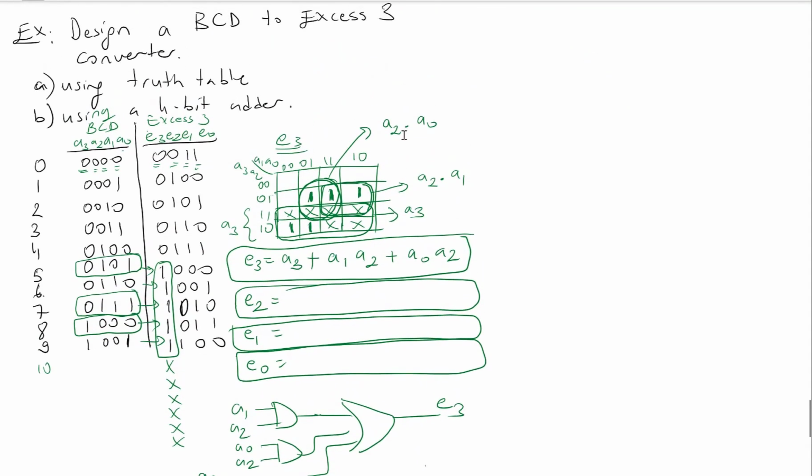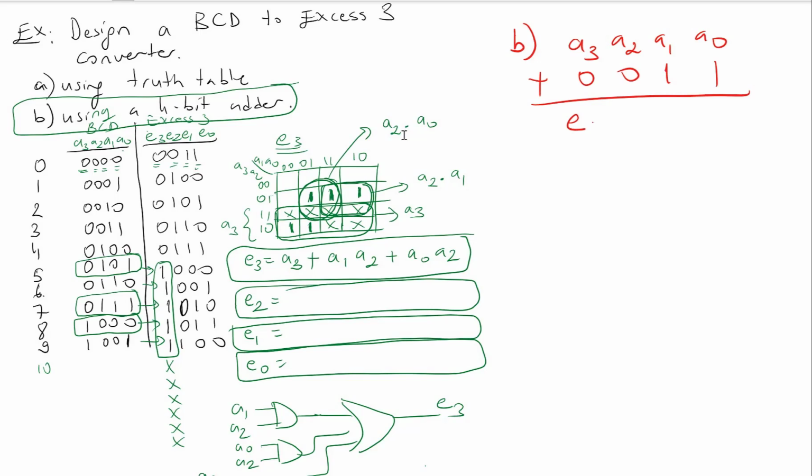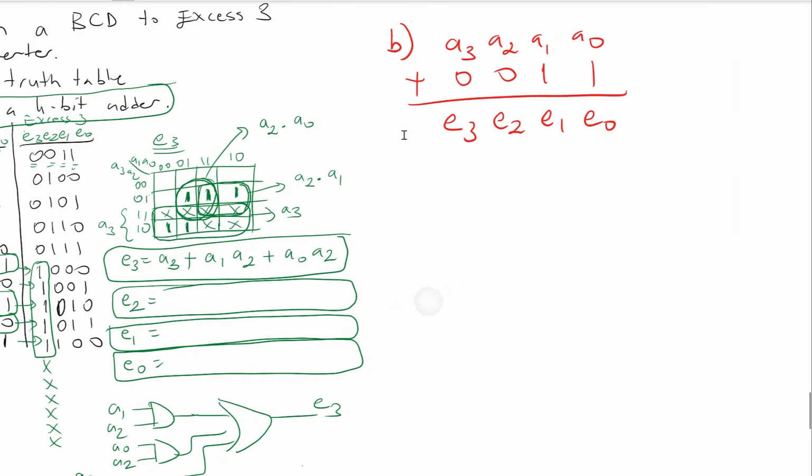And then I will be doing the same thing using a 4-bit adder, right? All we need to do, if you look at the inputs, so I can say A3, A2, A1, A0. And I am adding 3 to this, and I will be getting E3, E2, E1, and E0. So how can I implement this? So I can implement this using a 4-bit parallel adder, right?